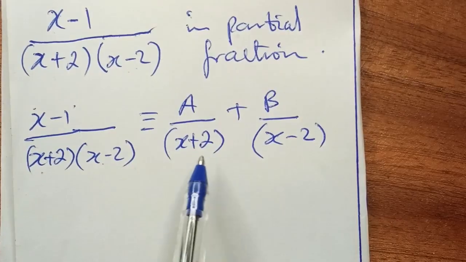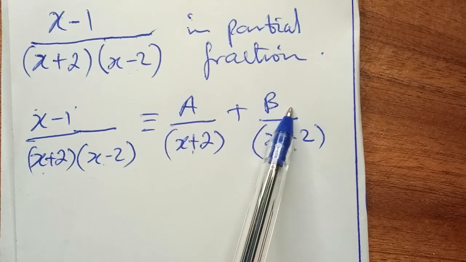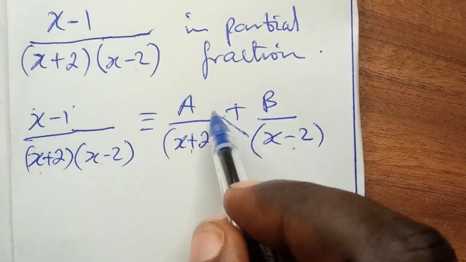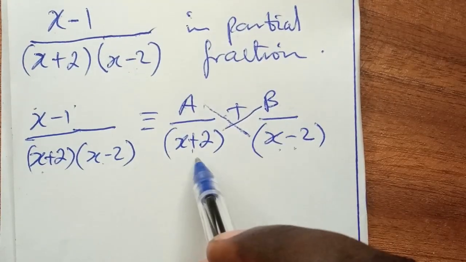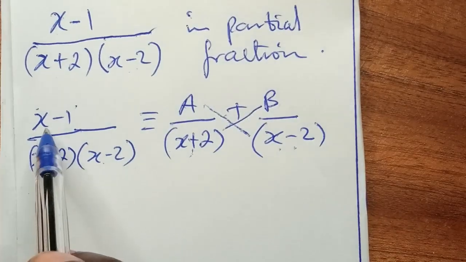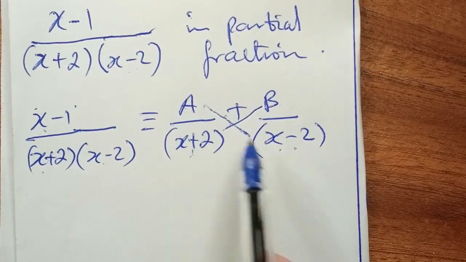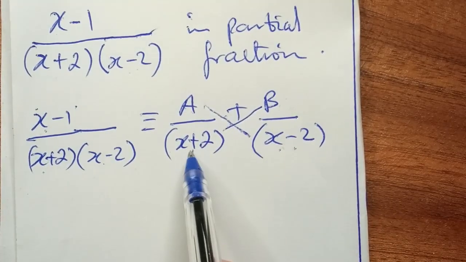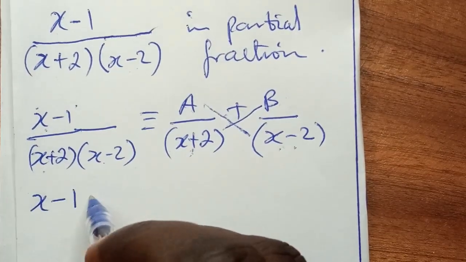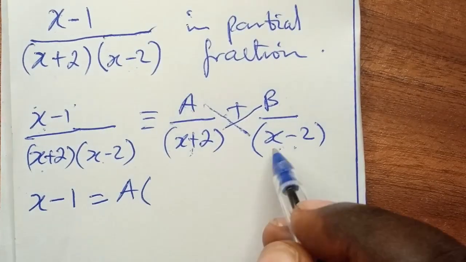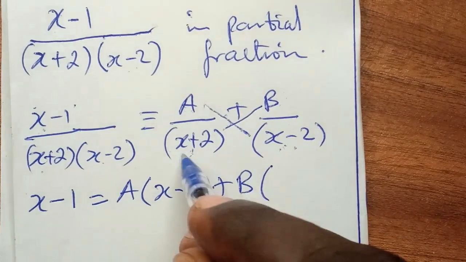Now what we need to do is to clear the denominator so that we can get the values of A and B. To do so, we cross multiply: taking A and multiplying with the other linear factor, plus B times the other linear factor, is equal to the numerator here. So x minus 1 is equal to A into x minus 2 plus B into x plus 2.